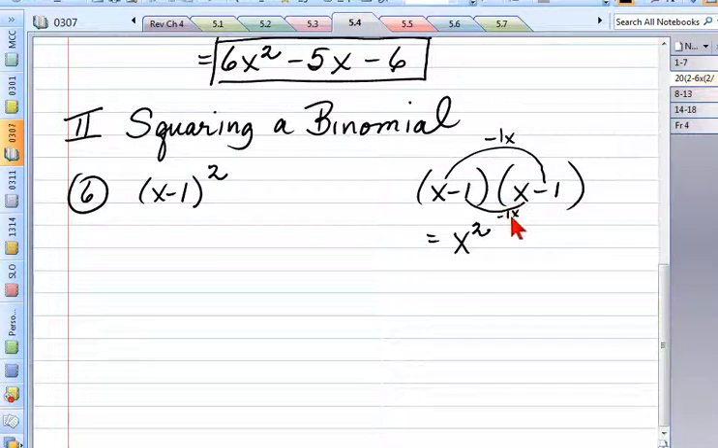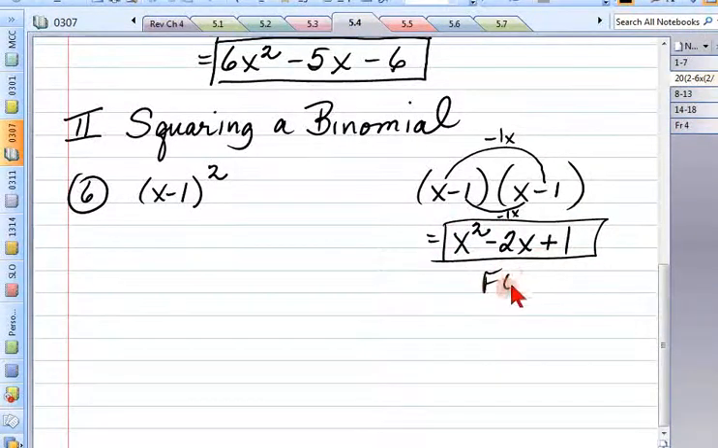Negative 1x. Do you remember our little discussion, and I said try to remember this, that when you're squaring a binomial, now I didn't call it outers and inners then, I just said two of the products turn out to be the same. So when I combine them, I have negative 2x. What's the product of the last? What's negative 1 times negative 1? It's positive 1. That works fine. You can use FOIL to square a binomial.